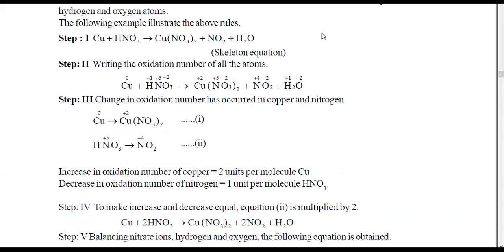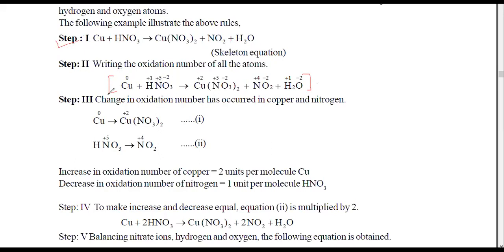So let's see one more example. See here, this is the oxidation number method. So this is your skeletal equation. Step 1, I'm just saying again step by step. The skeletal equation is this. So the charges are 0, +1, +5, -2. Just write the charges.